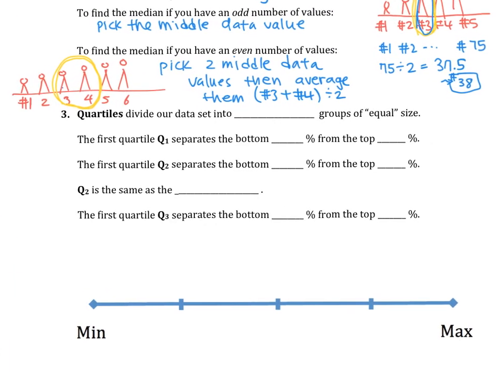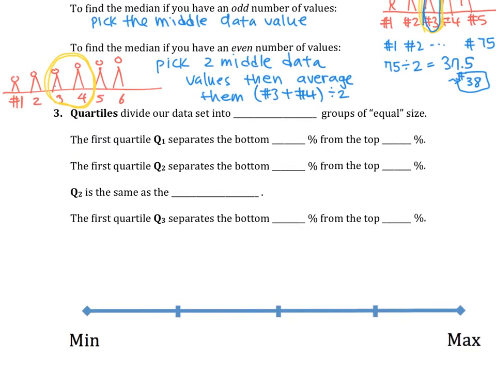Quartile, as the name says, quart means 4. Quartile divides our data set into 4 groups of equal size, right? So instead of half like the median, we're going to split it into 4. The first quartile, Q1, separates the bottom 25% from the top 75%. This should be saying the second quartile, sorry, there's a typo here. The second quartile, Q2, separates the bottom 50%, because 25 plus 25, so that's 50%, from the top 50%, which is basically the median that we talked about.